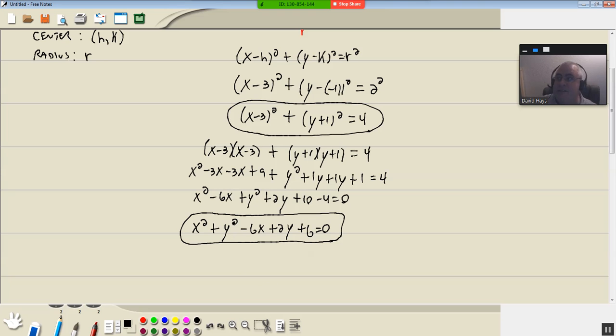But what is the convention in every book I've seen is the squared parts go first, the first powers come next, and then the number is either here or on the right side.